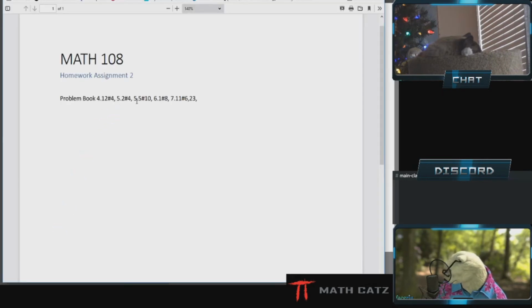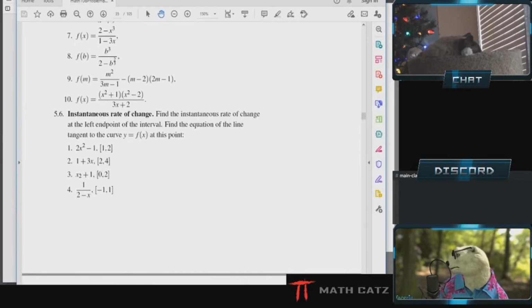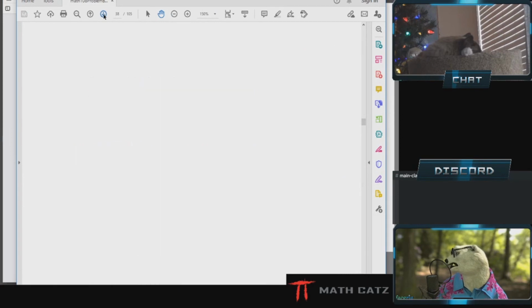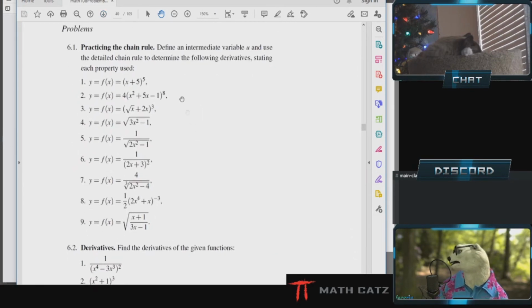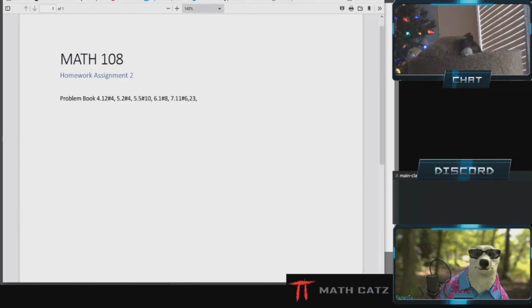Depending on the next question, we'll see if we can fit it in. Next question. We've done that one, right? Ooh, we're speeding along. 6.1, number 8. Let me just see what it is. See how much space I need for it. Well, chain rule, yeah. Define an intermediate variable and use a detailed chain rule to determine the following derivatives. Number 8 isn't bad, okay. I think I can fit that in.